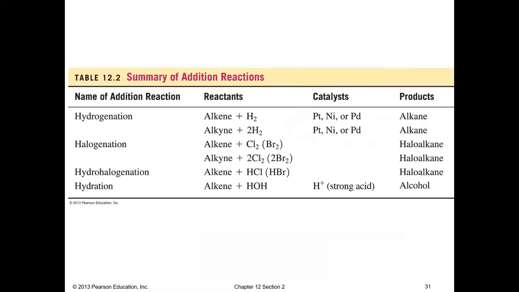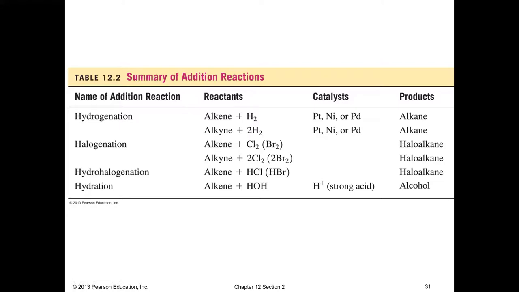So the main types of addition reactions that I want you to know, there are four types. We have hydrogenation. That's when we're adding hydrogen. Halogenation, when we're adding halogen. Hydrohalogenation, when we're adding what we call a hydrohalide, basically HCl, HBr, HI, hydrogen attached to a halogen. And then hydration, when we're adding water.